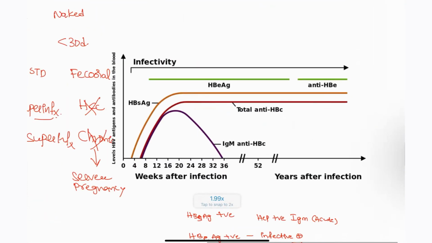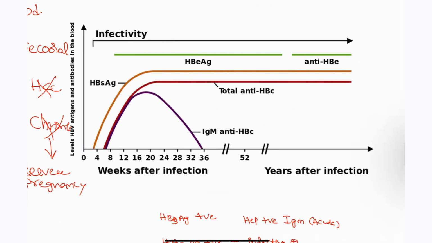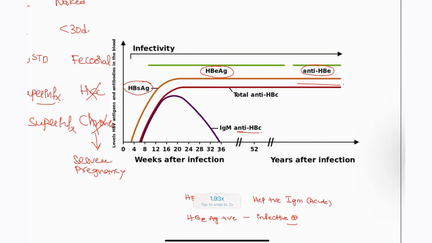Next, from this graph, you don't have to remember the entire thing, but here you can see the only antigen that is positive throughout the year of the infection, that is HBeAg, and anti-HBe is going to be positive. And anti-HBs is going to be shorter. HBs antigen is also going to be positive throughout the life.